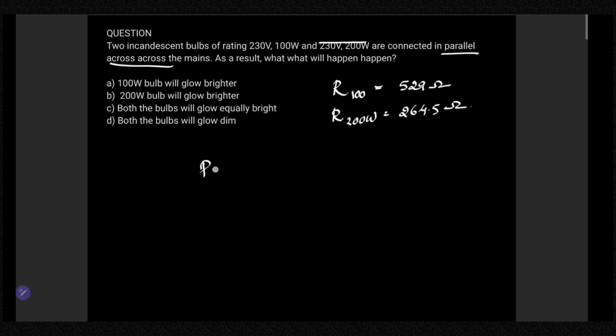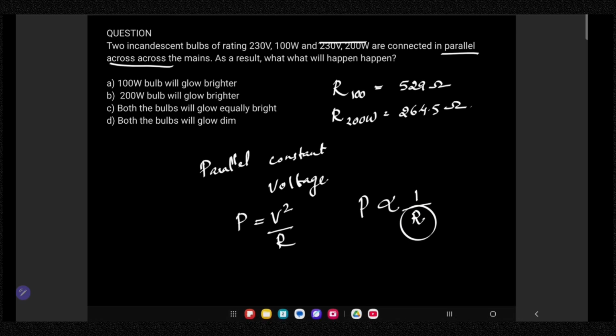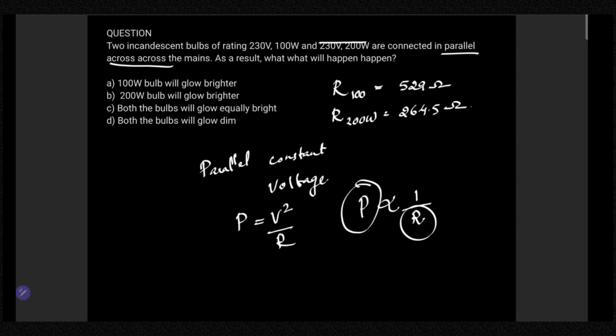So this is a parallel connection. In a parallel connection, what is constant? Voltage. Since voltage is constant, we can use the equation P is equal to V square by R, so P is directly proportional to 1 by R. So the lower the resistance, the higher the power. Which one has the lower resistance? The second bulb. So the one with lower resistance will have higher power consumption, hence that will be glowing brighter. So this one will glow brighter. The answer is B.